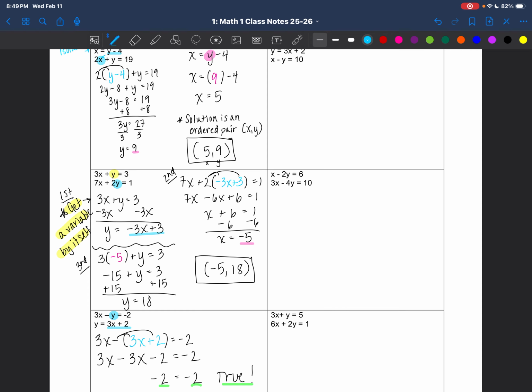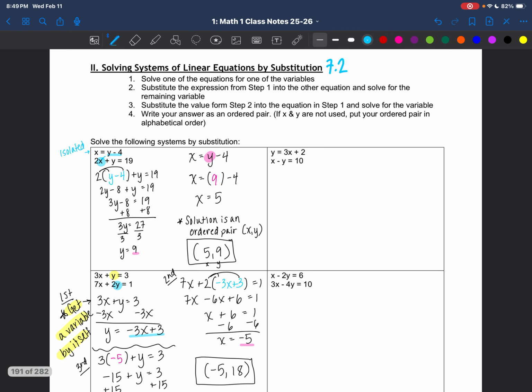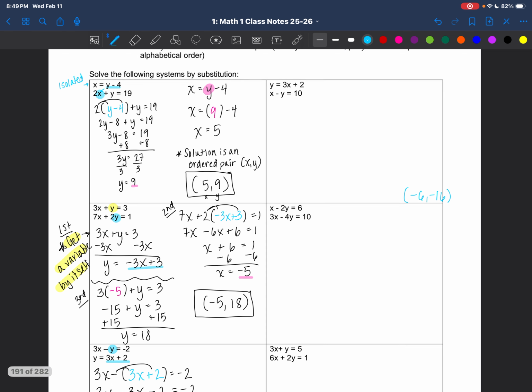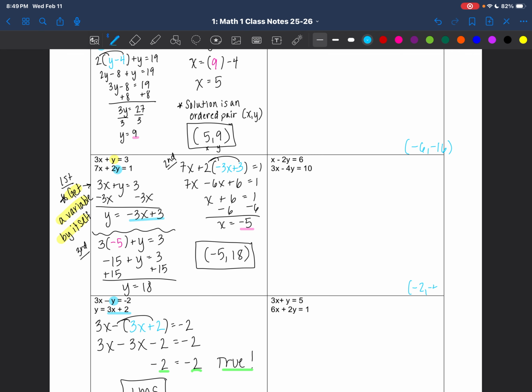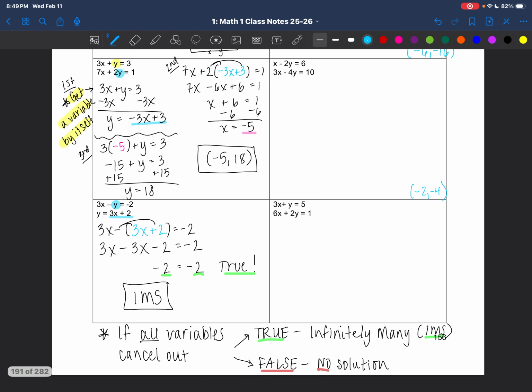And if you did this one correctly, oops, I never gave you the answer for this one, sorry. If you did the top one correctly, you should have gotten -6, -16. And if you do the second one correctly, you should get -2, -4. All right, so now let's look at this last one.